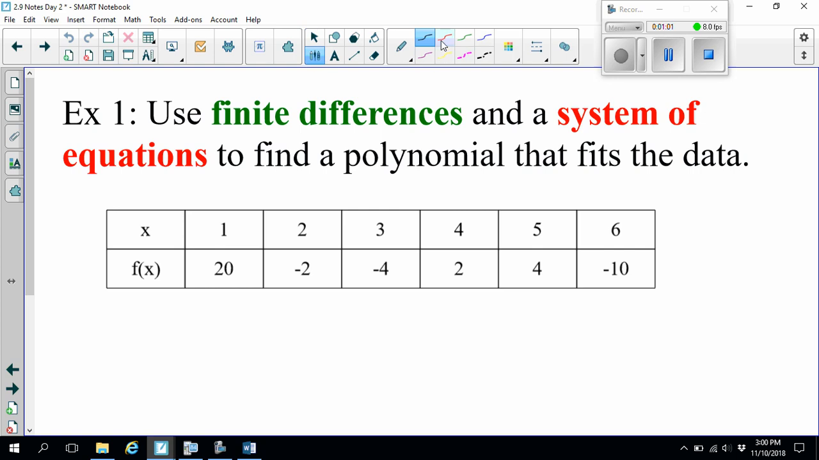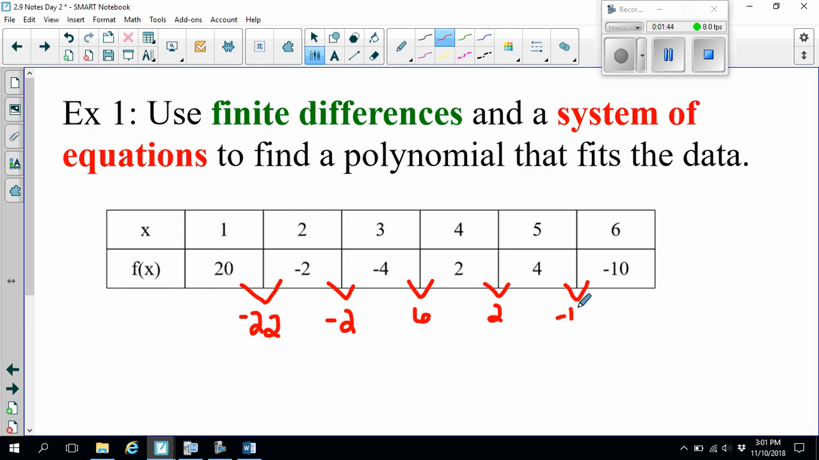So our first thing is we need to figure out the differences from our two values here. So on these first two, remember what we do is we take the previous number and subtract it from our first. So here we do -2 minus 20. That should give us -22. Then we do the same thing for the next. We do -4 minus a -2. That gives us -2. Then we do 2 minus a -4. That actually gives us a +6. Then we do 4 minus 2. That gives us 2. And then -10 minus 4. That will give us -14.